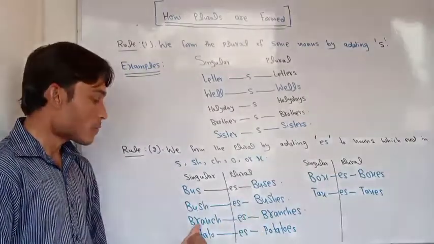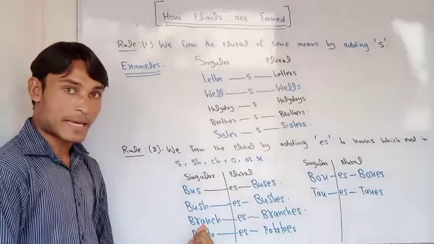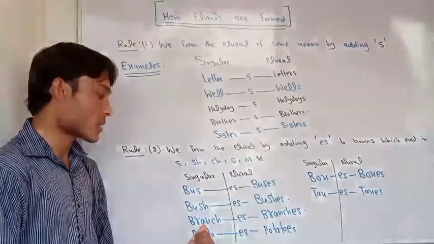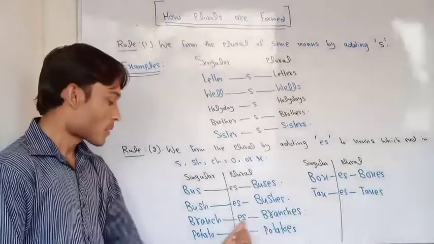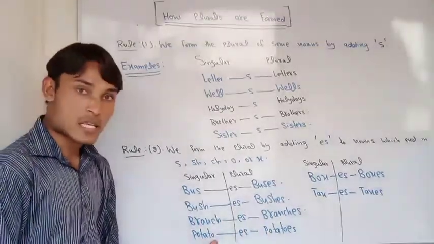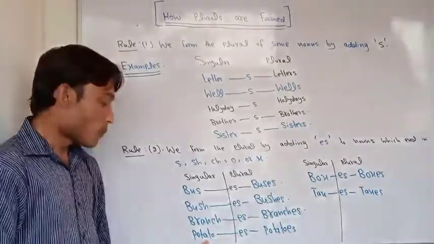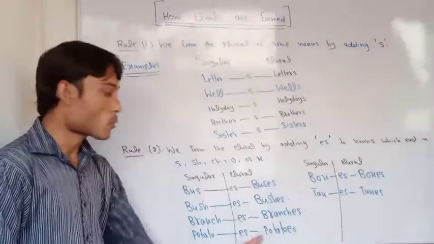Next one we have ch. So look at, I say branch, for example inch, etc. Like I say branches. Next one is potato. So there is o. Yes, there is an exception about the letter o. We will discuss that later on. Potato, so add es, potatoes.